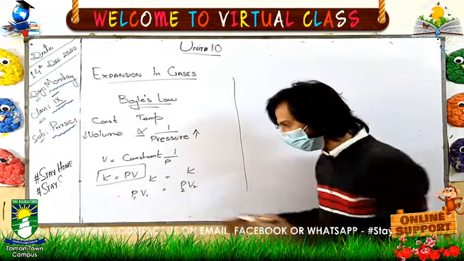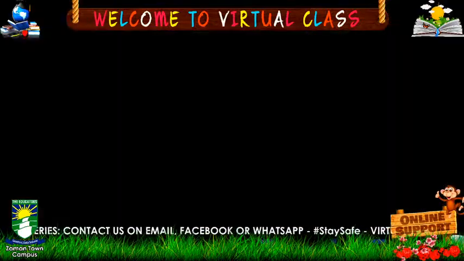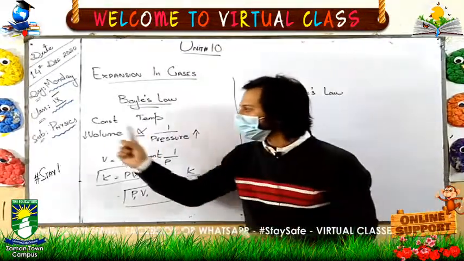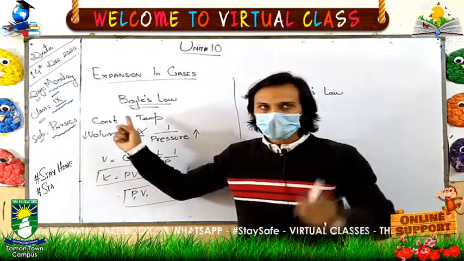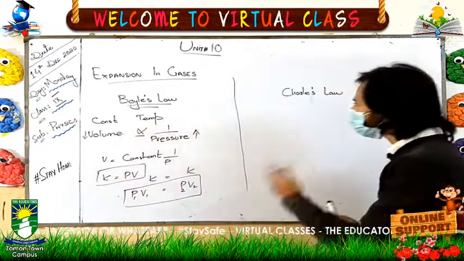So this is Boyle's law, and this is when the temperature is constant. Boyle's law is the relation between volume and pressure when temperature remains constant. Getting, class? Now moving to Charles's law.